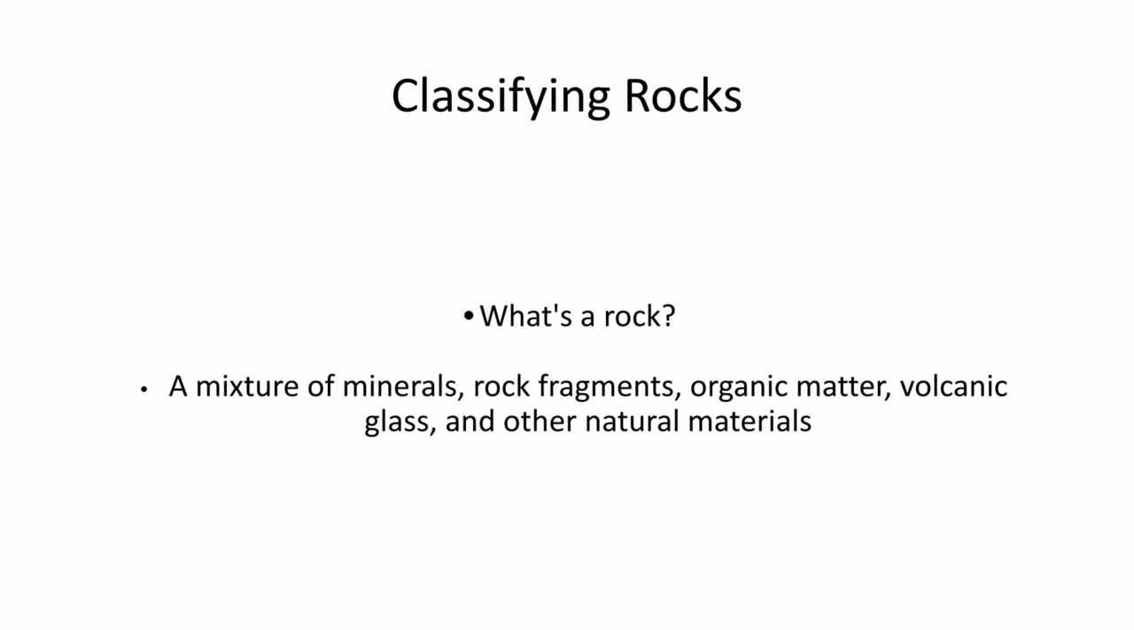The definition that we are going to be working with is on your screen right there. A rock is a mixture of minerals, rock fragments, organic matter, volcanic glass, and other natural materials. So right away you can see that this definition compared to the mineral definition is way more loosey-goosey. It's going to encompass a lot more and be more generous with what's allowed to be a rock versus what's allowed to be a mineral.